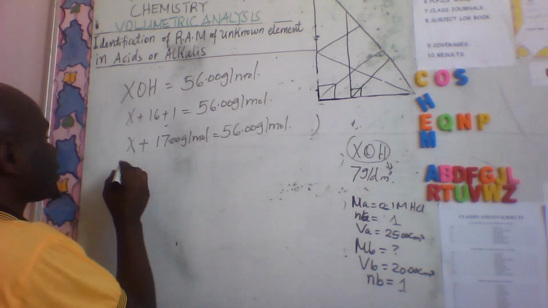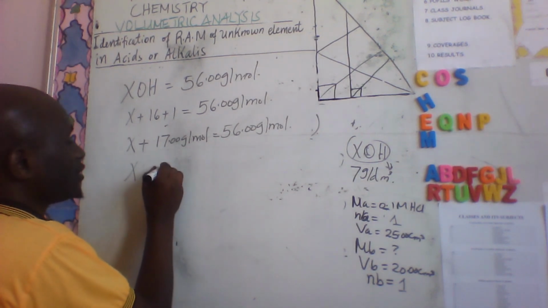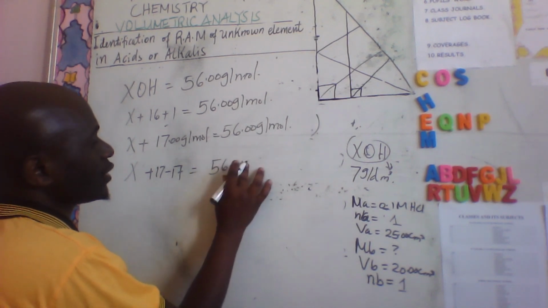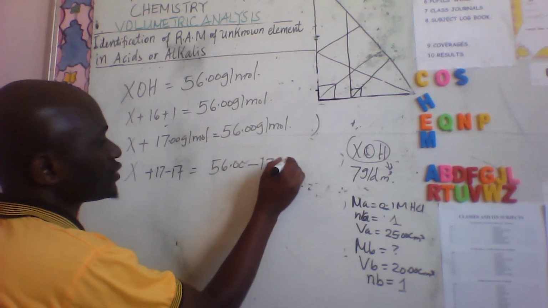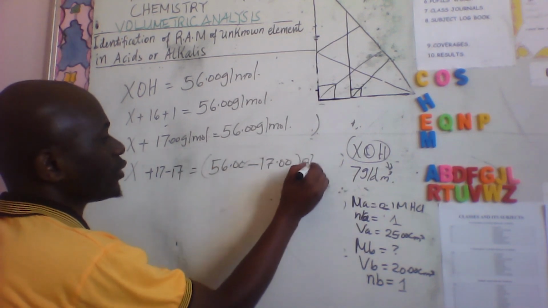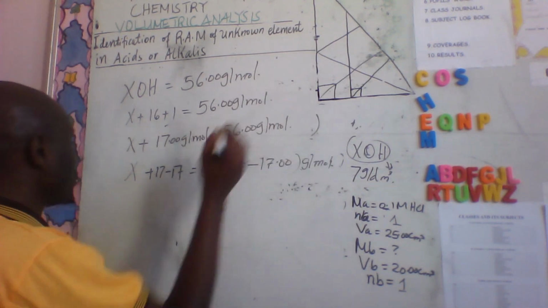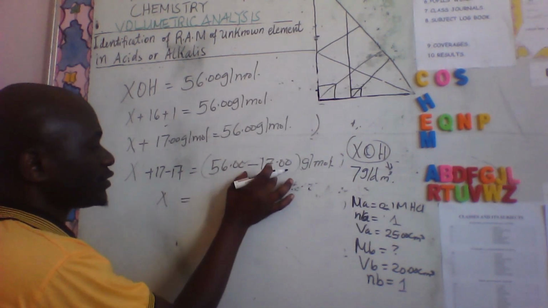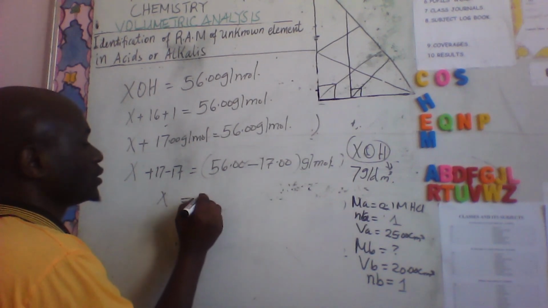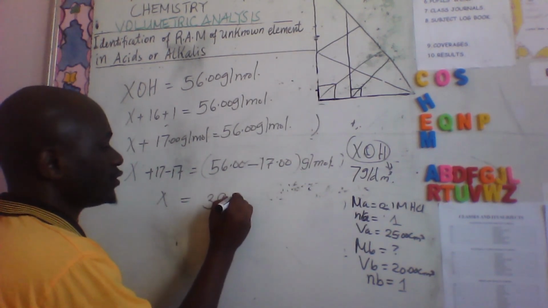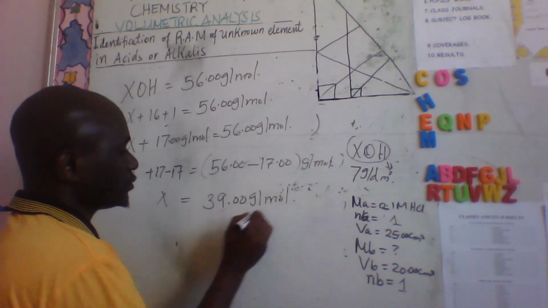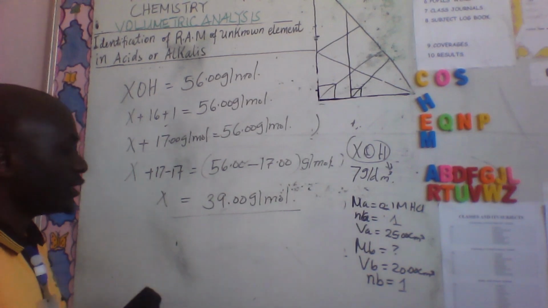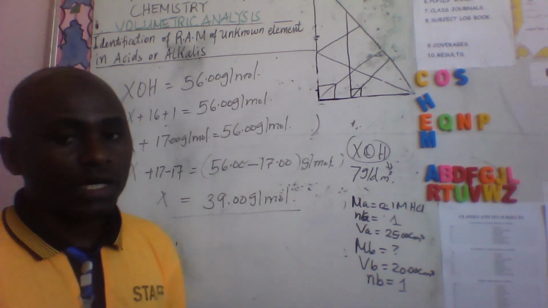To collect the like terms, we write X plus 17 minus 17 is equal to 56.00 minus 17.00, both in gram per mole. So X here will be 56 minus 17, which is equal to 39.00 gram per mole. After knowing this, this is the relative atomic mass of the unknown element.